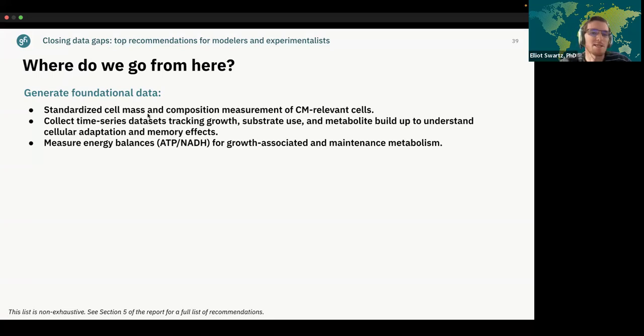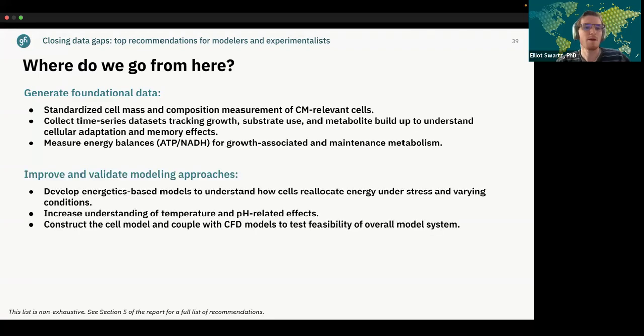And so again, just a subset of some of the things that are going to be important are cell mass measurements, composition measurements in cultivated meat relevant cells, collecting time series data sets that allow you to track growth, substrate use, metabolite buildup under different time intervals to understand these concepts of maybe cellular adaptation and memory, and then also measuring energy balances, as sort of your standard set of parameters that you might be measuring in your process. And that will inform the ability to begin to construct these energetic space models that should help us understand how cells reallocate energy under different stressful or varying conditions within the reactor.